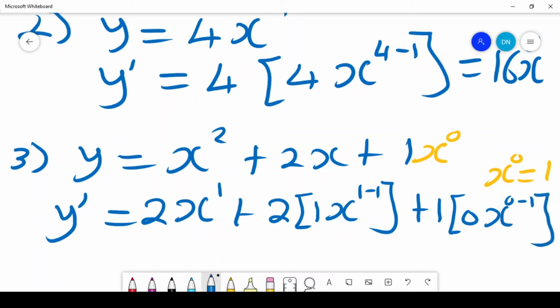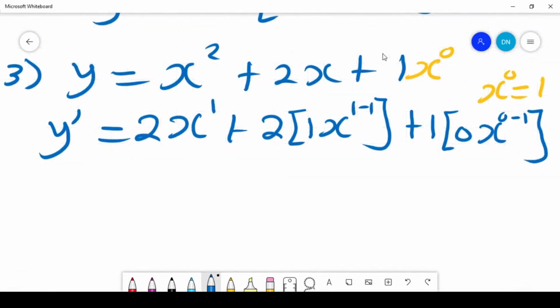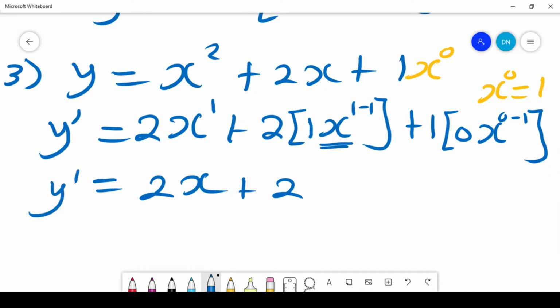So what am I trying to say? If I have a constant and I try to differentiate the constant, the answer is always 0. So this will be 2x. X raised to power 0, we have seen any number raised to power 0 is 1. So in the second part here, x raised to power 0 is 1, so it will be plus 2. And then here it will be 0 times 1 times x raised to power minus 1, and everything remains 0. So the first derivative of that polynomial would give us that.